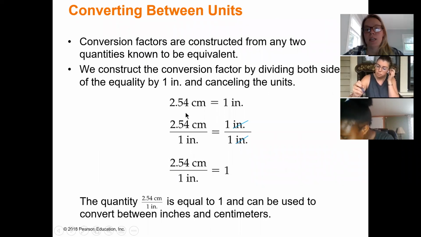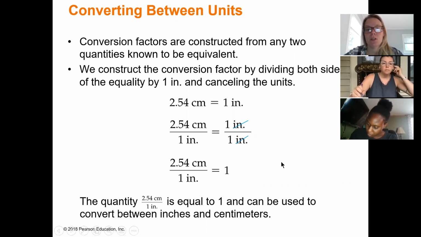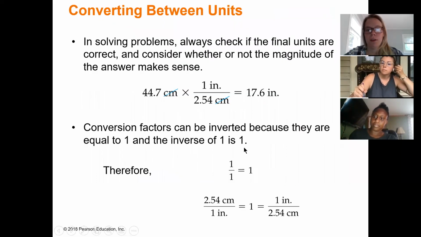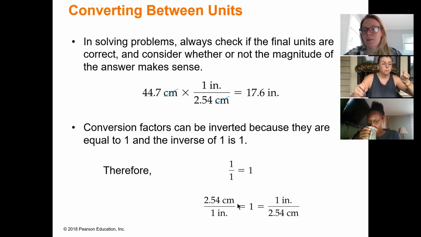So a conversion factor like, for instance, 2.54 centimeters equals 1 inch can be written with either 2.54 centimeters on top, 1 inch on the bottom, or you can flip it. So here we go, either one of these is applicable. Depending on which one you use, it has to do with, are you trying to get rid of inches and move into centimeters, or are you trying to get rid of centimeters and move into inches?